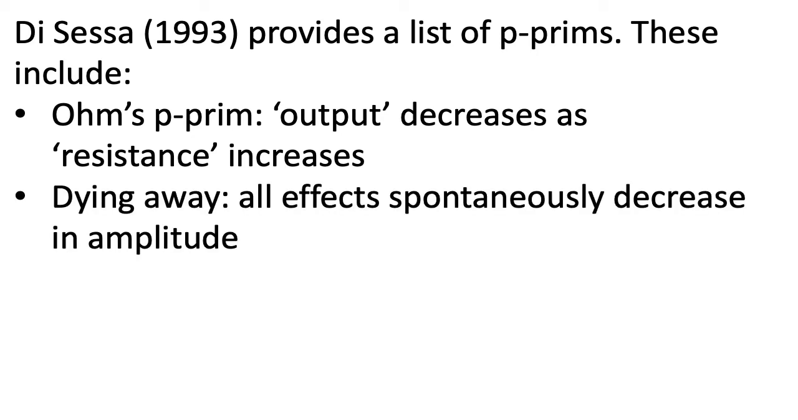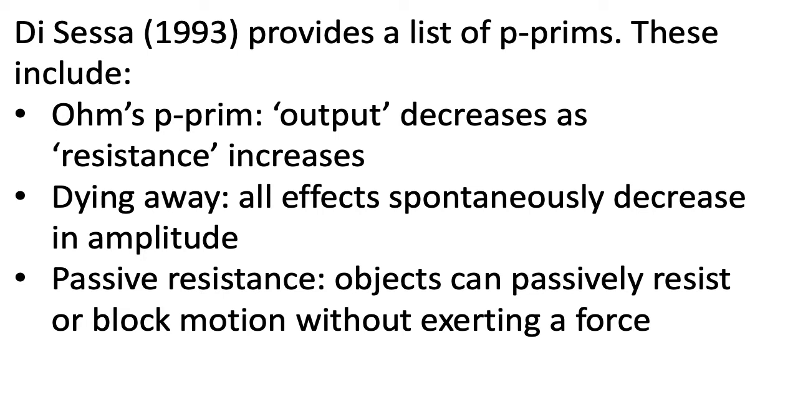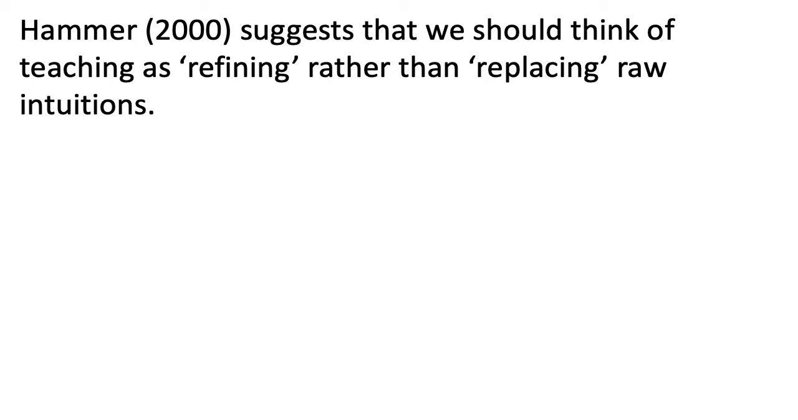Another one is the dying away p-prim. The idea that all effects spontaneously decrease in amplitude, and very often when this is applied by students, it's the idea that, for example, if you strike a tuning fork and it starts making a noise, students don't always appreciate that a mechanism is required to account for the decrease in amplitude. They just assume that all effects spontaneously decrease without any mechanism to account for the decrease. Another one is the idea of passive resistance, the idea that objects can passively resist or block motion without actually exerting a force.